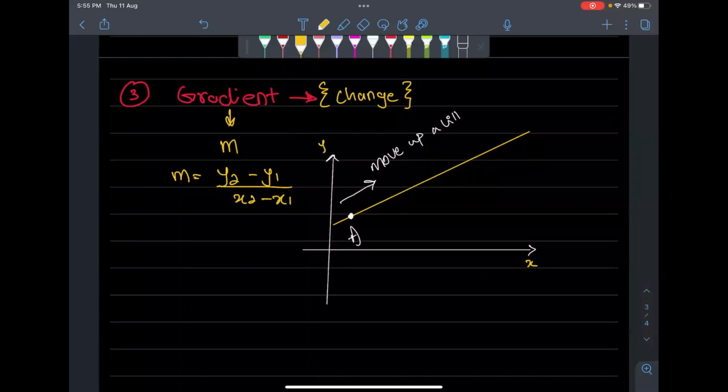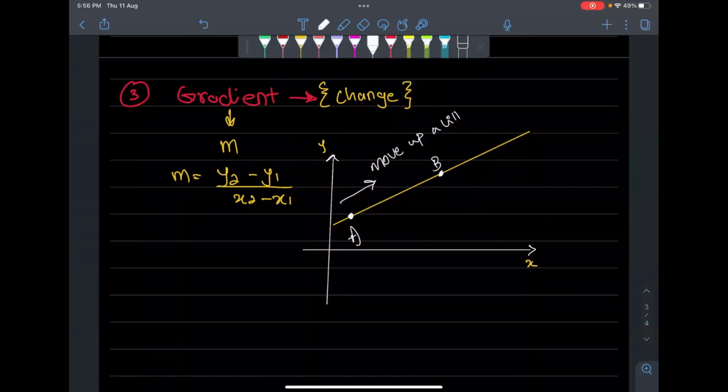If I talk about the yellow line, if I keep on moving on the yellow line, I know I am moving upwards, but I do not know if I have moved from A to B. What is the change? What is my horizontal change and what is my vertical change? I cannot know that.